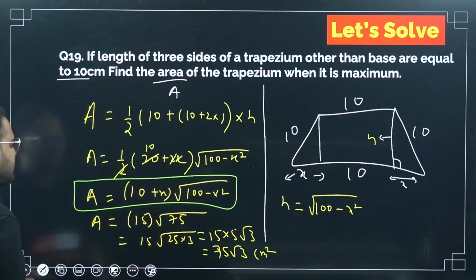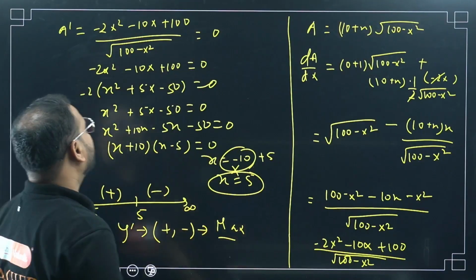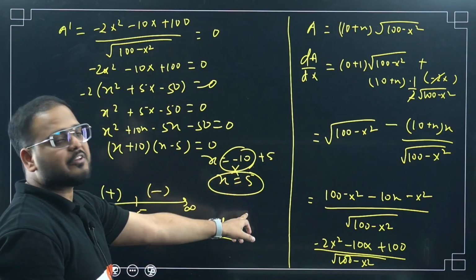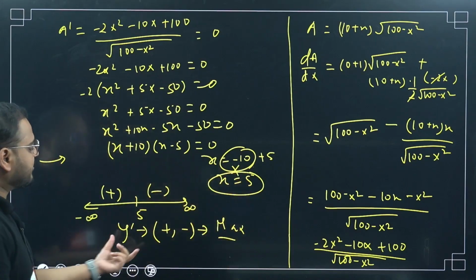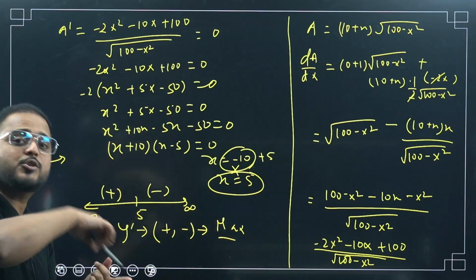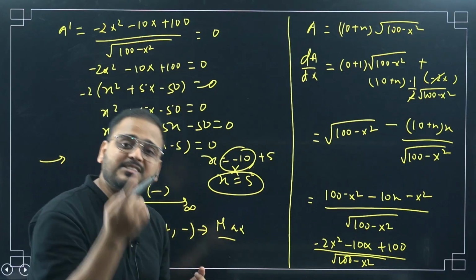Took the derivative of this. Found the first derivative. From here found the critical points as minus 10 and 5. Length cannot be negative, so I took only 5. Taking 5, I got the trend from plus to minus, which means maxima. Remember, plus to minus means maxima. Minus to plus means minima for the first derivative test.